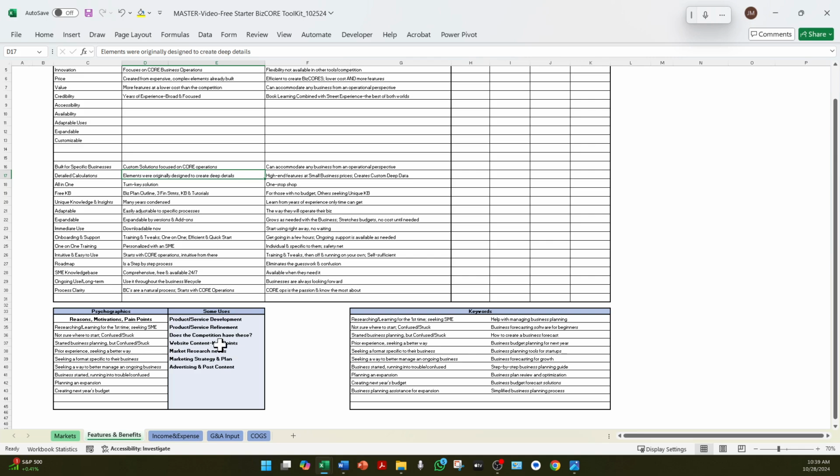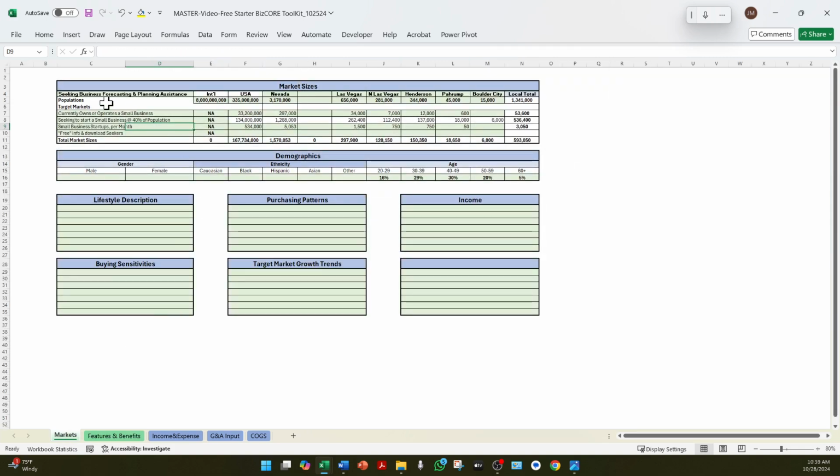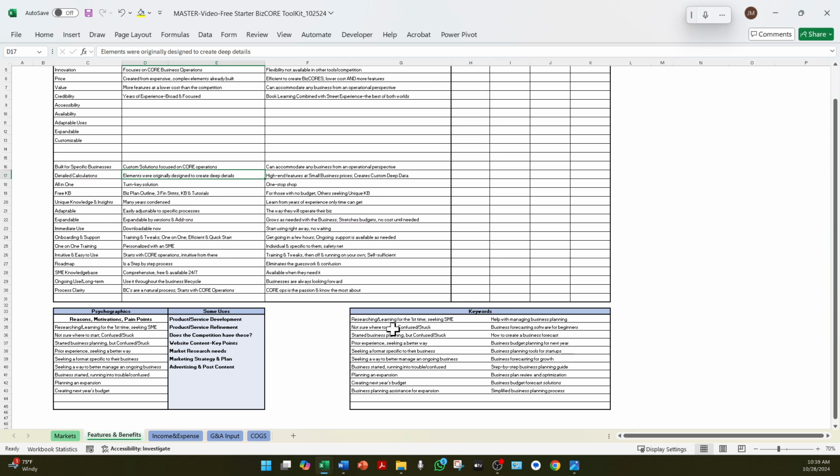Now, one of the things I did with all of this, a couple things I did. I took these four parts of my market, and I fed it into an AI, and I said, give me 20 keywords. And this is what it came back with. And I was really encouraged. Not perfect, needs a little bit of wordsmithing, but pretty darn good. Saved me an awful lot of time.